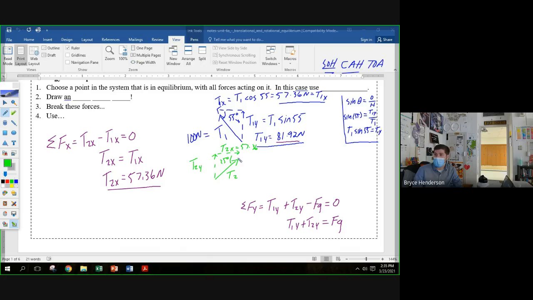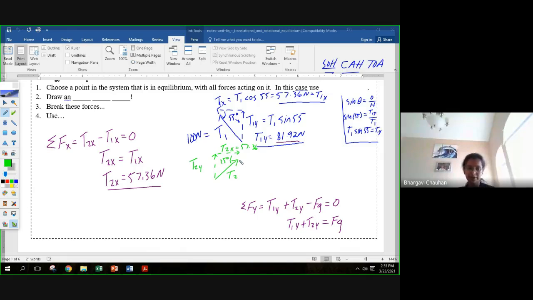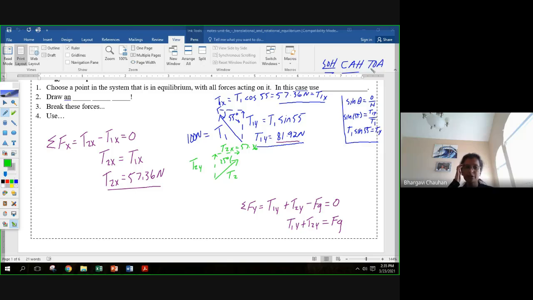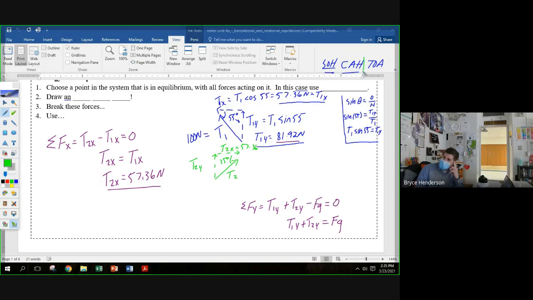Is there a trig function that allows me to find this opposite side over here with the adjacent side? Bargavy, what would I use there? We're finding T2Y, and we have the adjacent side. So we're looking for opposite. We have the adjacent. We have the angle. Couldn't we use tan? Absolutely. The last one, how convenient.